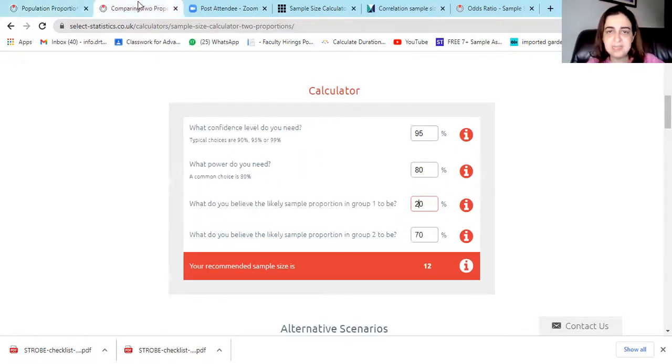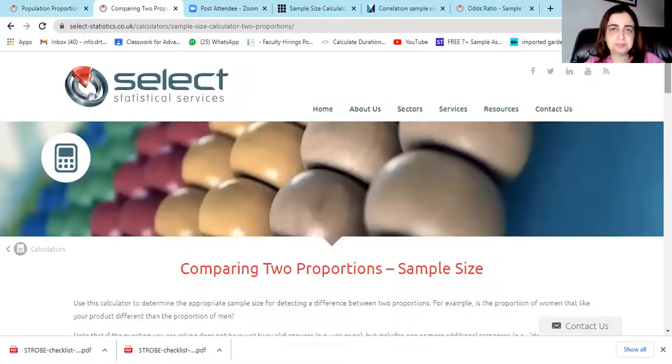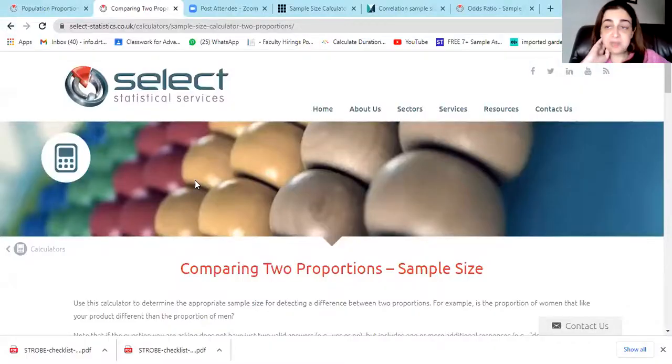The second example is, let me share again. Okay, so sometimes we are comparing proportions between two groups. For example, we have a study in which we want to compare the number of people who are obese between two groups. One is insulin resistant and one is insulin sensitive. And this is the study we want to carry out.